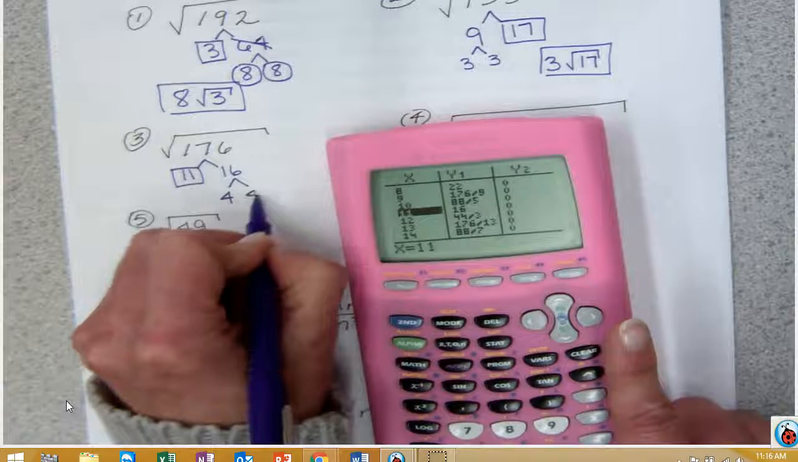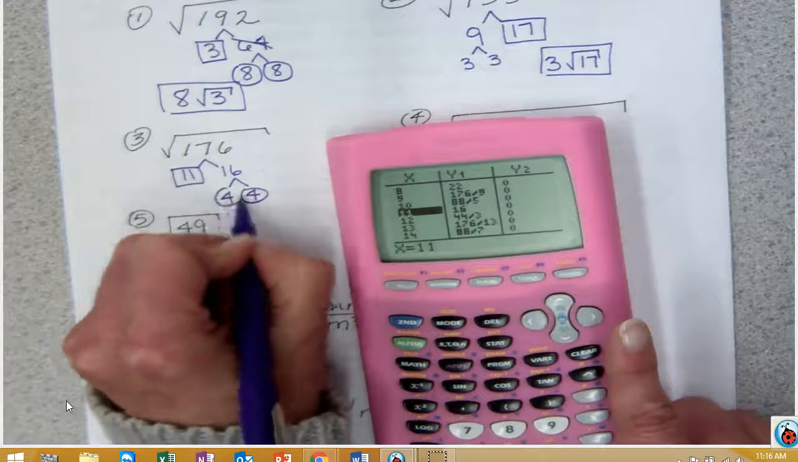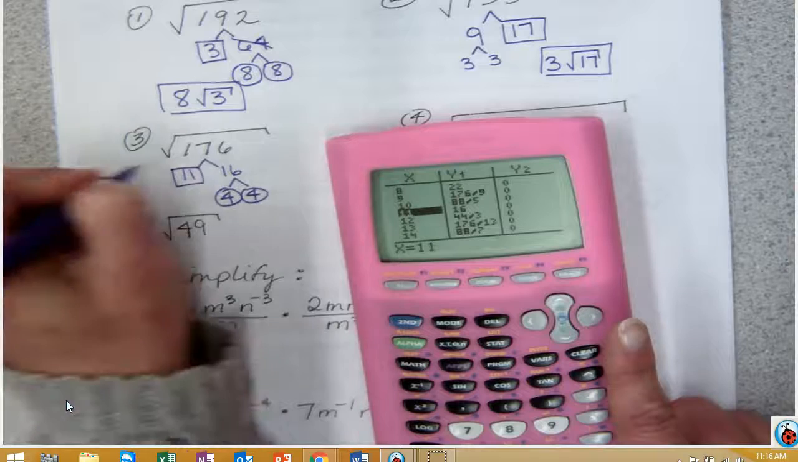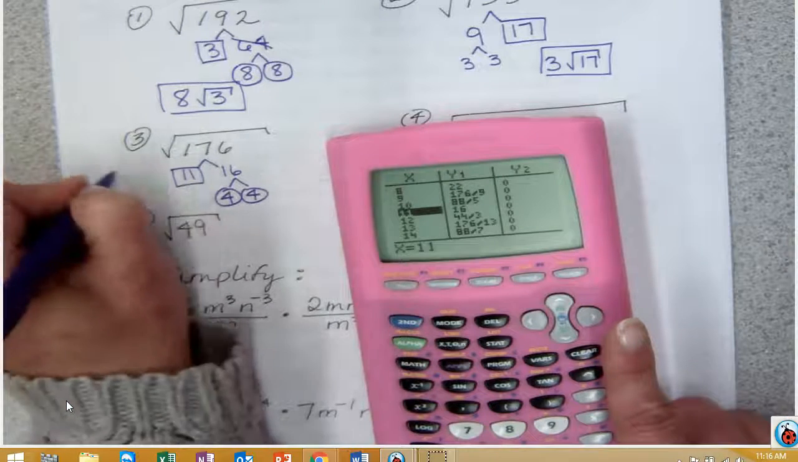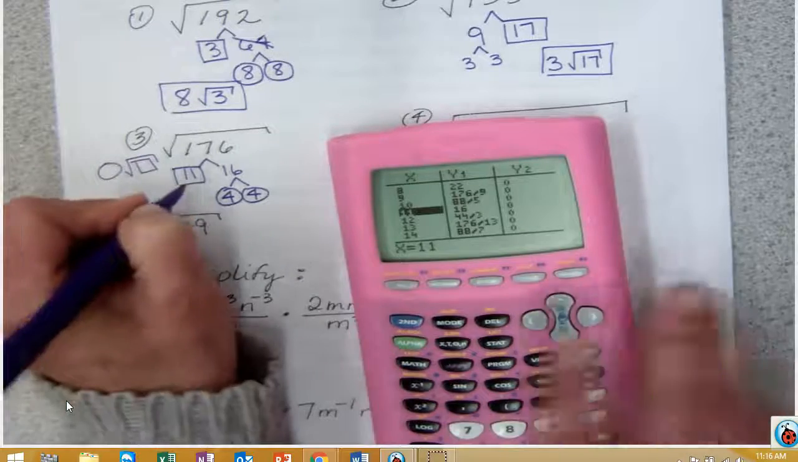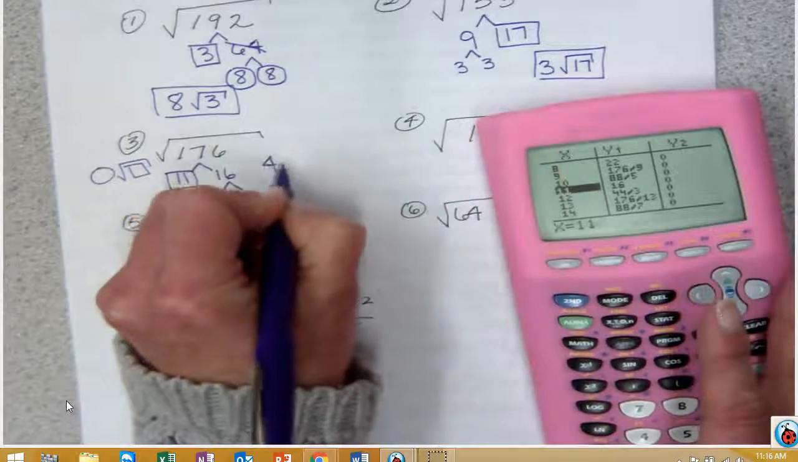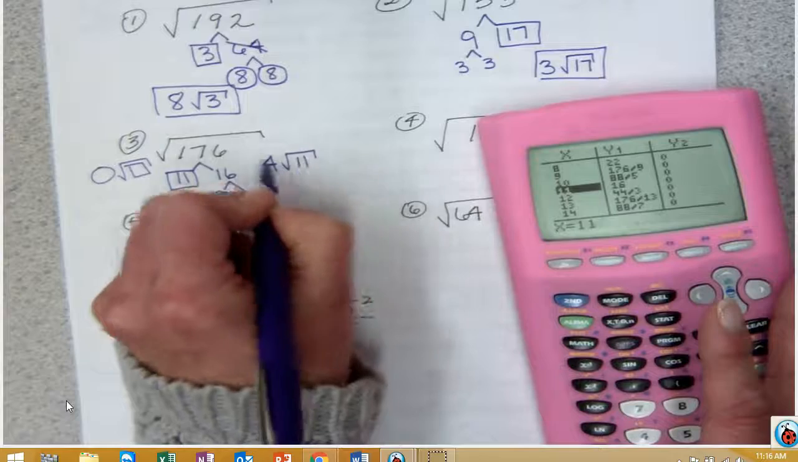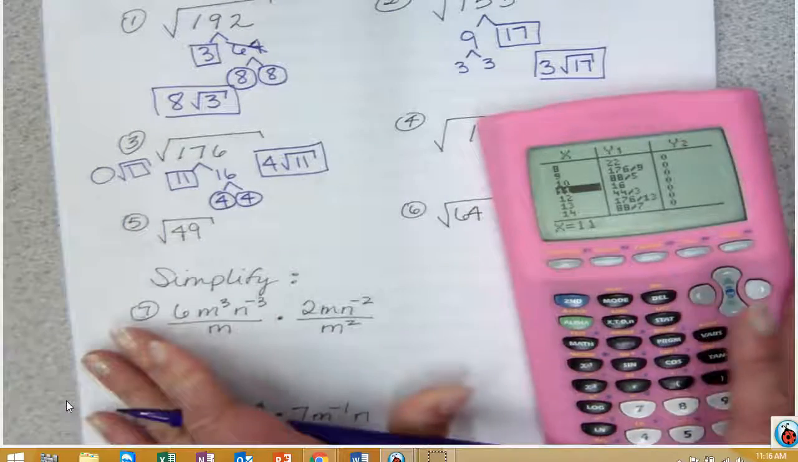And I get 4 times 4. I'm going to circle, and I get 4. I bring my circle out, and I leave my square in, and I get 4 square root of 11 is my answer.